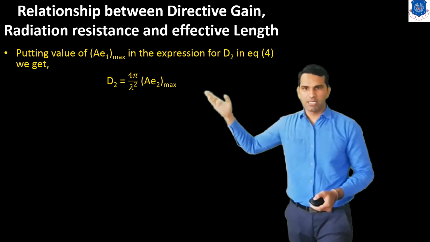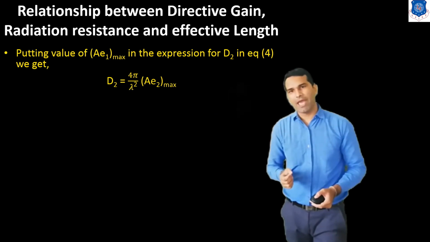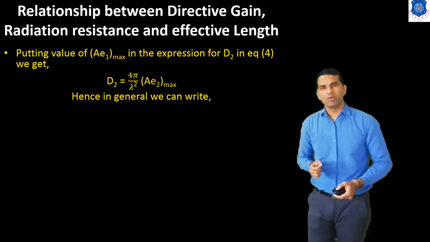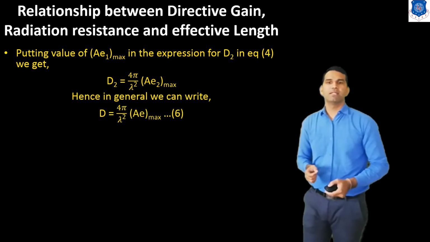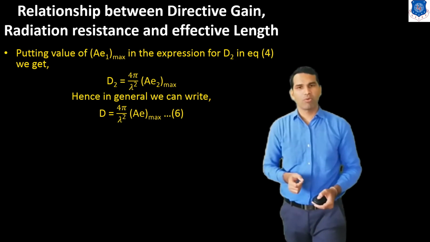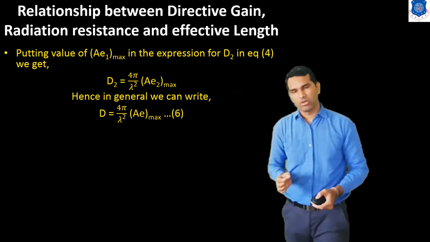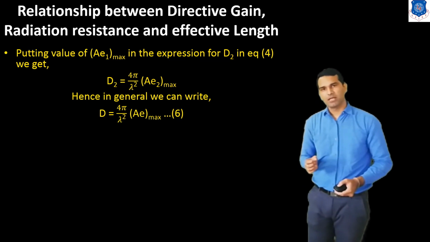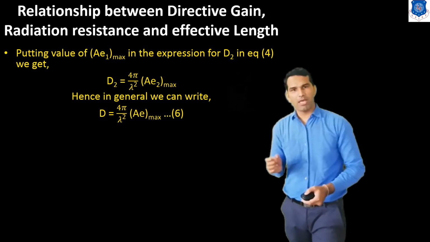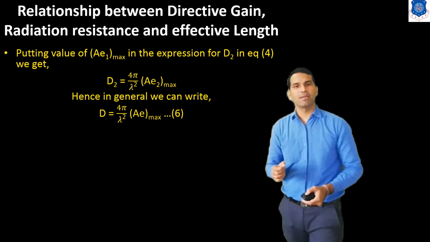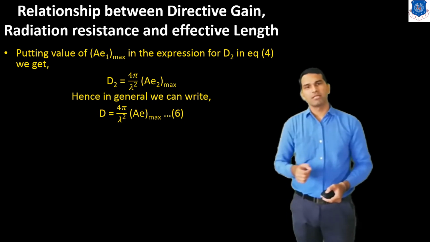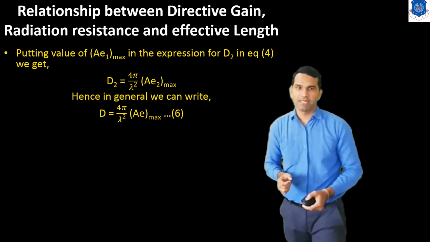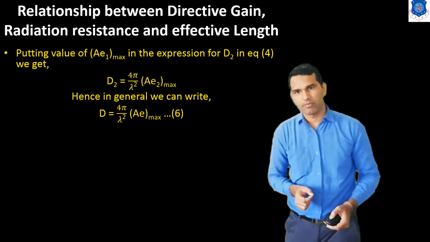Here we can see this is a relation between the directivity and effective aperture. Hence, in general, we can write D is equal to 4 pi upon lambda square AE maximum. So this is the relation between the directivity and effective aperture. D is equal to 4 pi upon lambda square AE maximum, where lambda is the wavelength, AE indicates the effective aperture and D indicates the directivity.